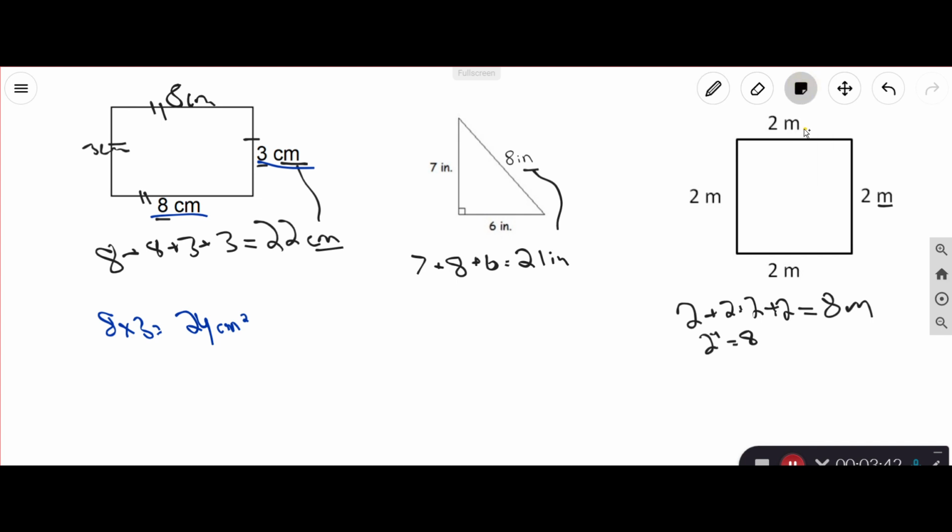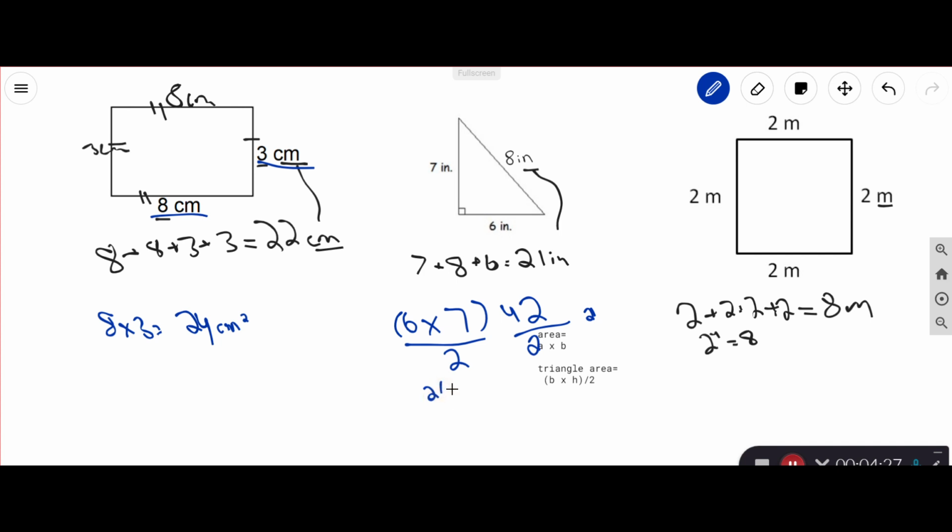Now, for the triangle, let's pull up our little cheat sheet. Triangle area is base times height divided by 2. So if we have our base and we have our height, we should do 6 times 7 and then divide that by 2. Now, what's 6 times 7? 42, correct. And then 42 divided by 2 would be 21. Good job, guys. So then again, don't forget to bring your units down, and it's going to be squared this time because we are finding area. Oh, that is inches, sorry. Inches squared.